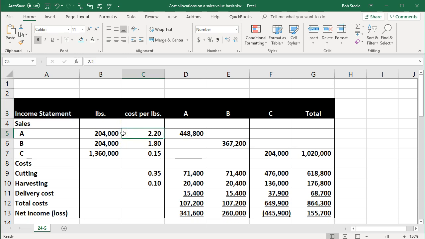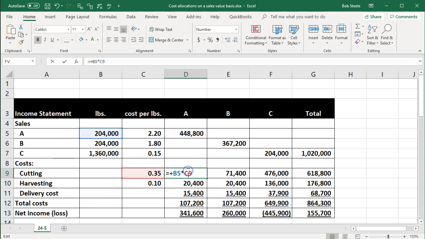So if we go through our data up top, the sales for A, B, and C are calculated as the number of pounds times the cost per pound, and that's going to give us the sales items up top, the 448.8, the 367.2 multiplied out, and C is going to be the 204. And then we have our costs, which we allocated based on these units as well for the cutting, harvesting, and delivery costs. I'm going to go ahead and format these a little bit. And we're going to say that those were based on the 0.35 and the 0.10 cost per pound.